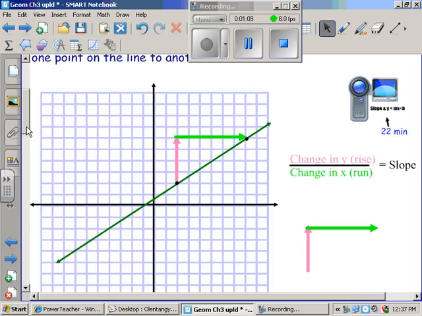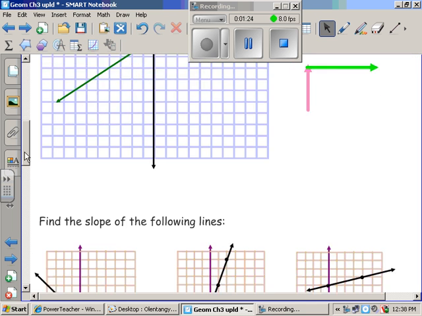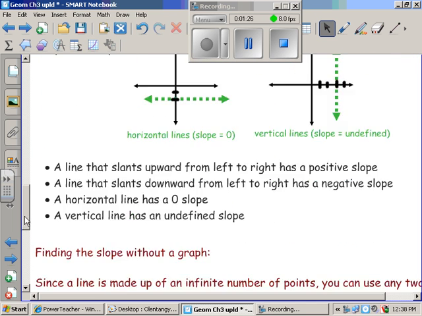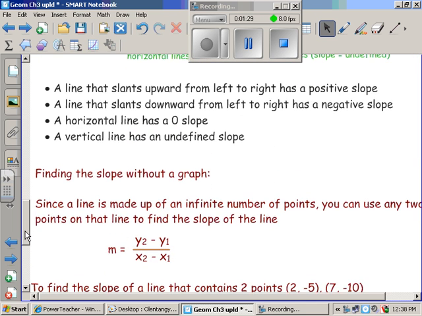And slope is calculated by the change in y. This is the y-axis. So the change in y, the difference between the y-coordinates, over the change in x, the difference in the x-coordinates. Okay? We use the formula to get the change in y. You just take the two y-coordinates and subtract them. And to get the change in x, you take the two x-coordinates and subtract them. Okay?